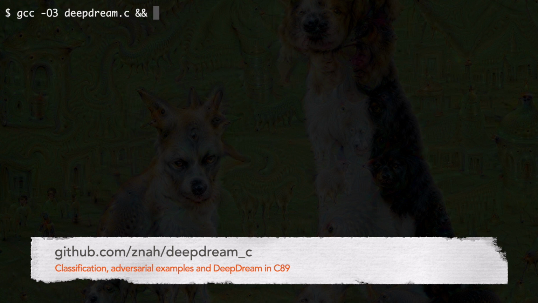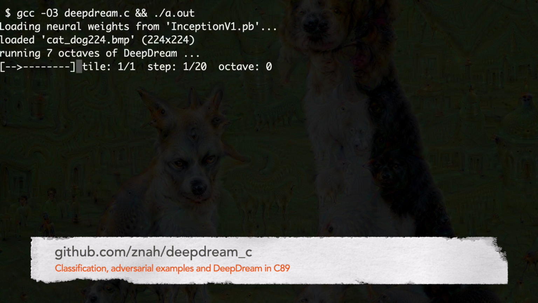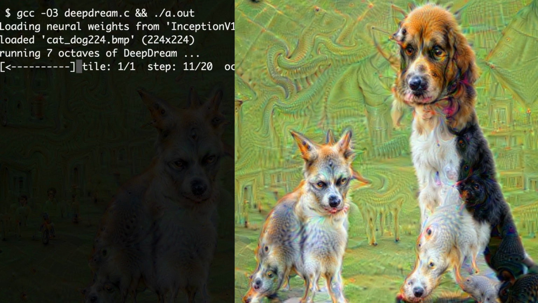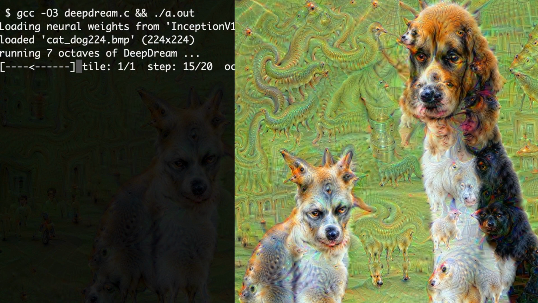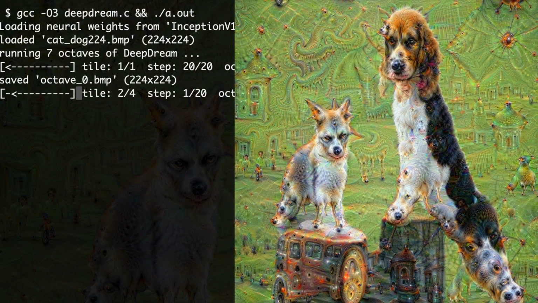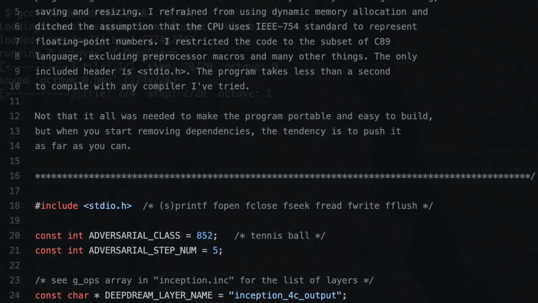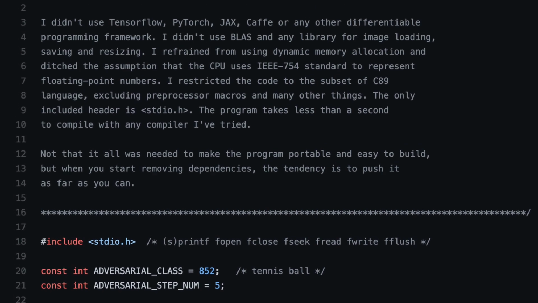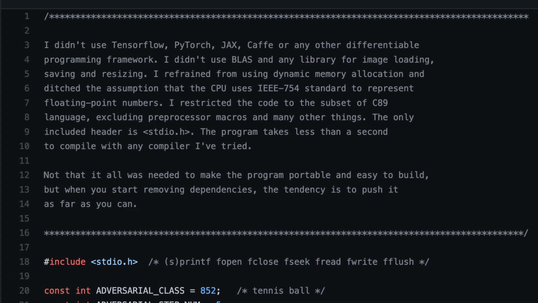I made it to celebrate the 6th anniversary of rendering the first Deep Dream images. It's also a response to increasing fragility and complexity of modern software. It implements neural network inference, adversarial example generation, and pattern hallucination with less than 900 lines of C code. I'm only using technologies that are available starting from the 80s of the last century but are still widely used today. stdio.h is the only library header it includes.